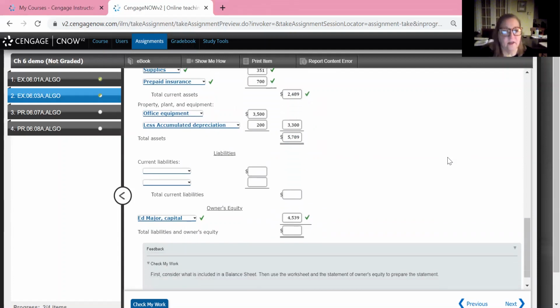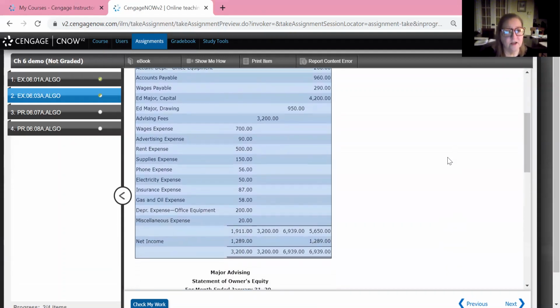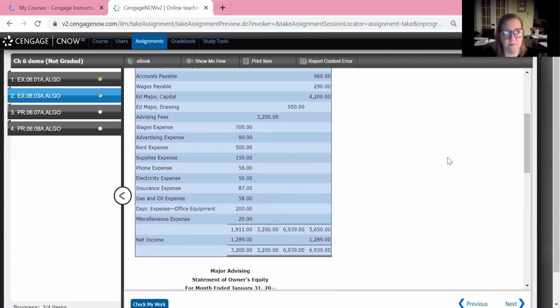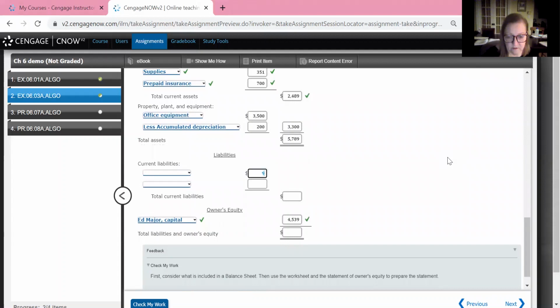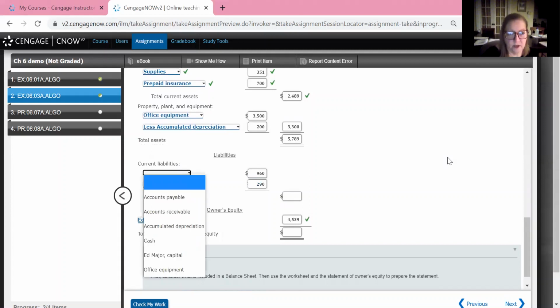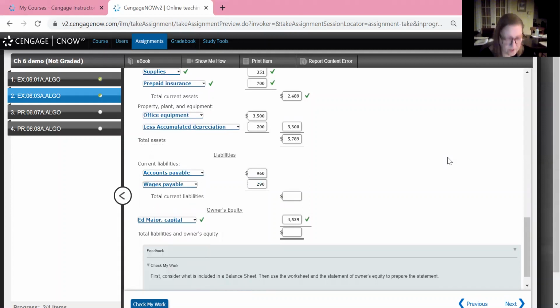Okay, now the next one, liabilities, we're pulling this from the same schedule. Accounts payable and wages payable, 960 and 290. Put them in the same order they had them. So now I'm just going to total up my liabilities. 960 plus 290, 1250.